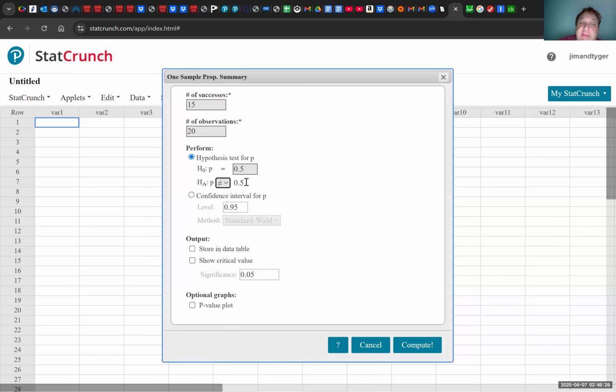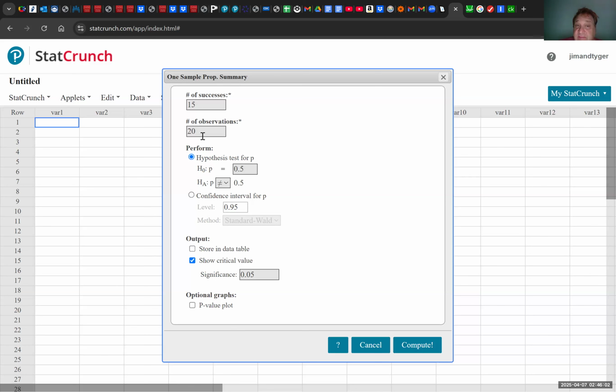There's one other thing that I would recommend where it says output. I'm going to have you click the box where it says show the critical value. And you'll have to put a significance level in there. Significance level is related to the confidence level. It's 1 minus the confidence level. Since the confidence level was 95%, then 1 minus 95% is 5%. You may remember doing this many times in the previous chapter where we talked about significance. The alpha level was just 1 minus the confidence level.